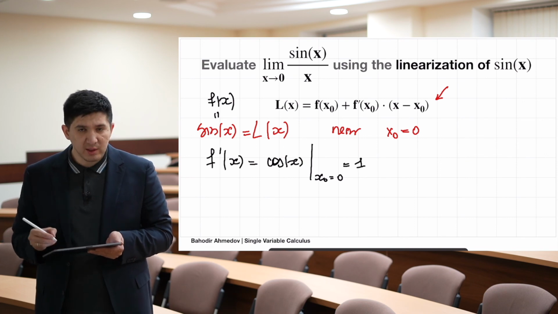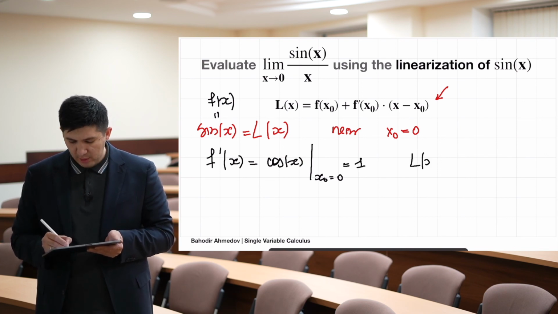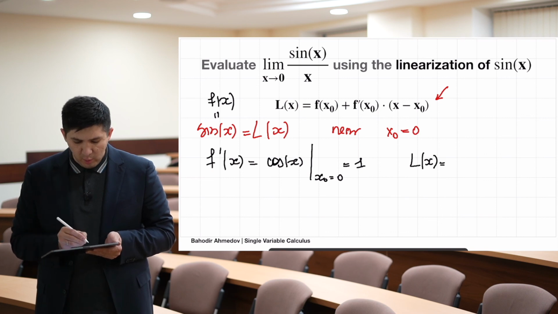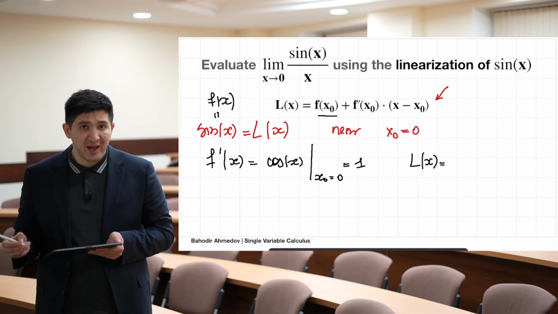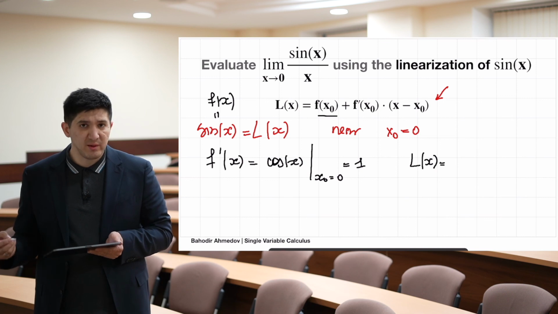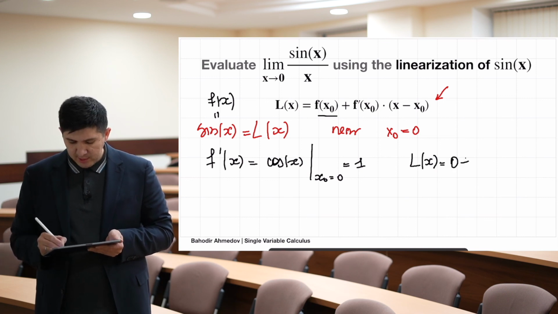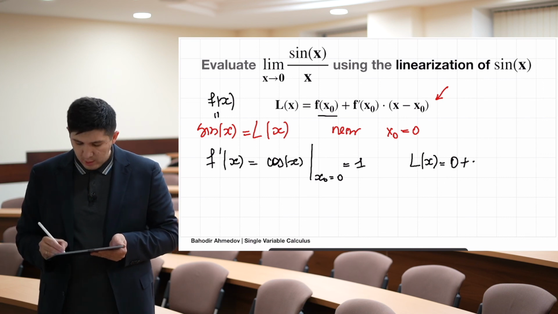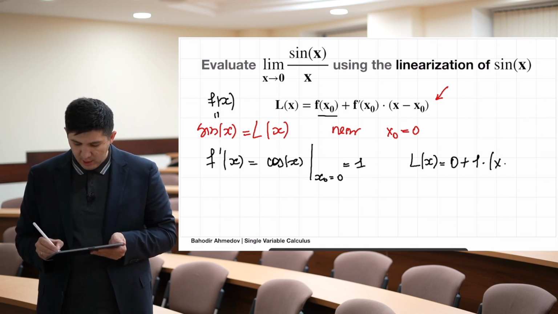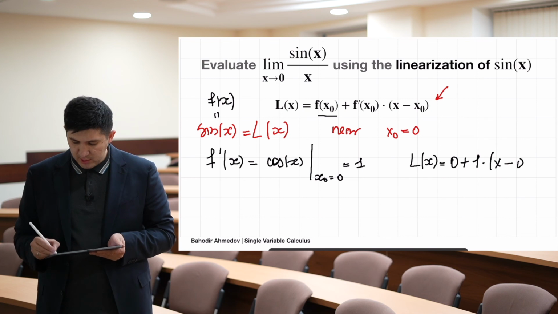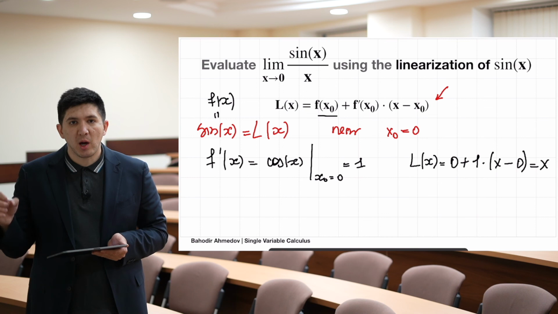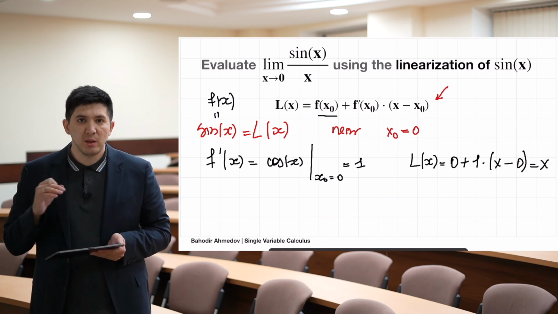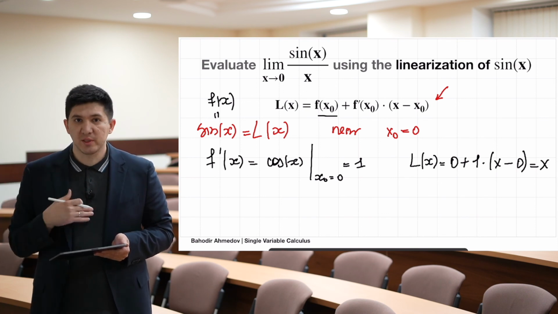So now we can evaluate the linearization of the sine of x. What is the value of the sine at the point 0? What is the sine of 0? It's 0, plus the derivative of the sine, which is cosine, at the point 0, it's 1, times x minus x0, which is 0. So, well, it's going to be simply x, okay? So the linear approximation of the sine near x equal to 0 is going to be simply x.